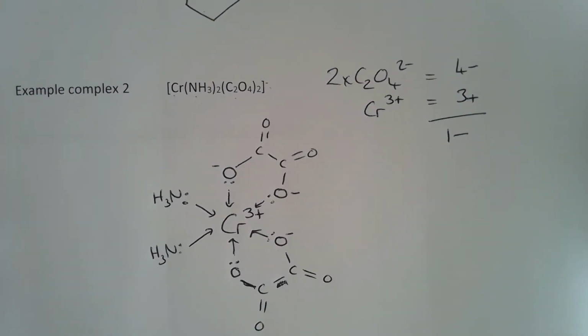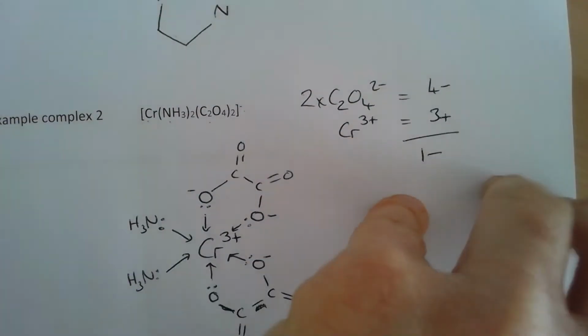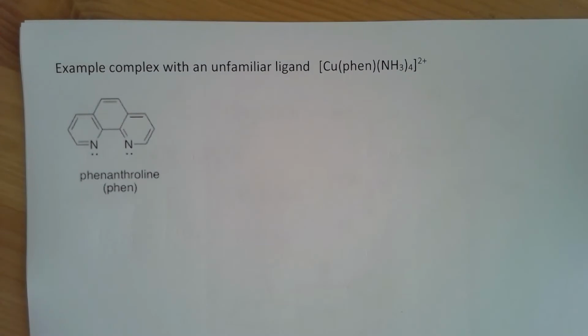Okay, so let's have a look at our third example. In our third example, you can see that we're going to be dealing with an unfamiliar ligand. The 1,2-diaminoethane and ethane diorate you have to know the structure of, so those two I introduced at the beginning. However, you could be asked to apply your understanding with an unfamiliar example.